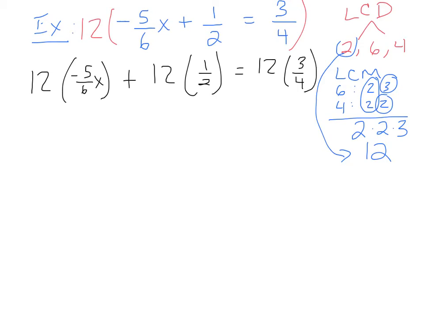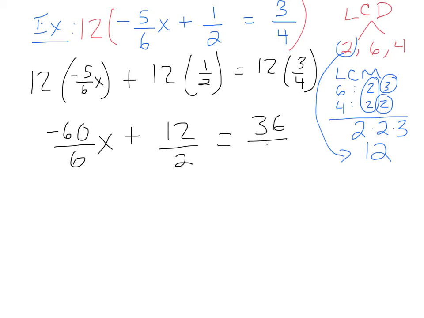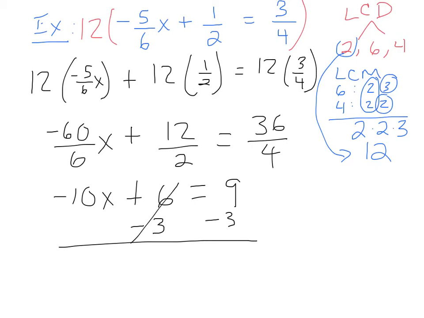This is going to be cool because it's going to get rid of all the fractions that are present in our equation. 12 over 2, and lastly 36 over 4. 60 divided by 6 is 10 with an x, and 6, and that's equal to 9. Now it becomes an equation that we're very used to solving. Oops, got ahead of myself. I'm going to subtract 6 on both sides. There we have it. And we're going to be left with that 3.